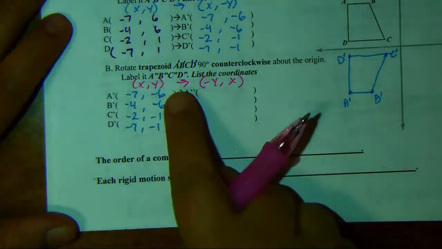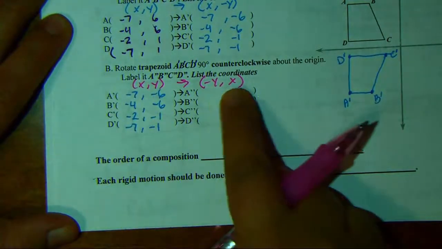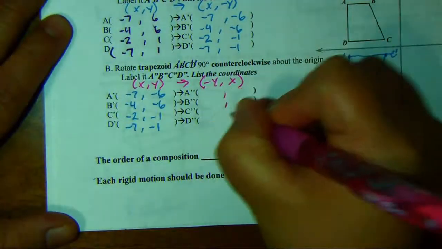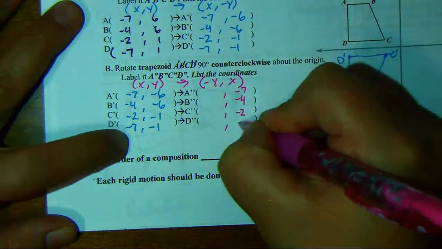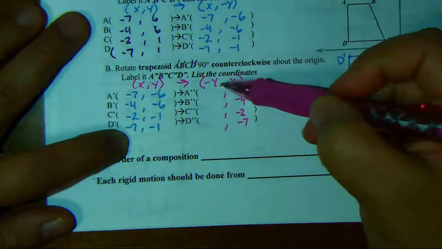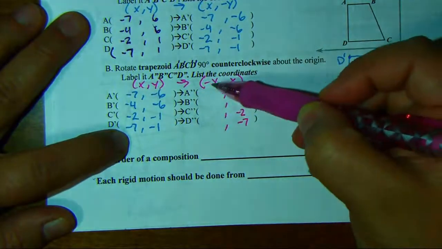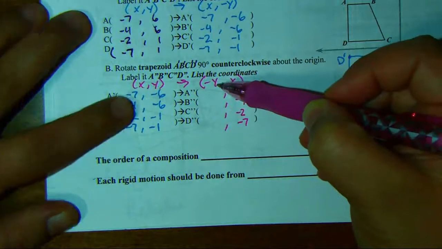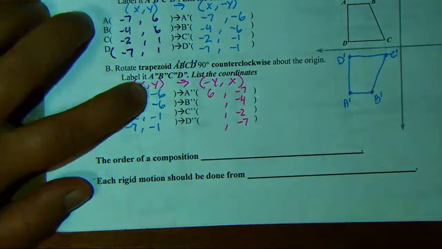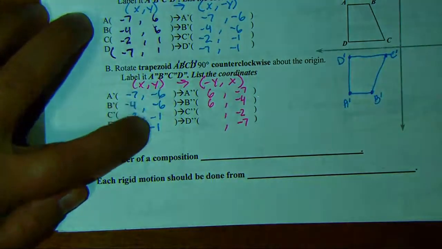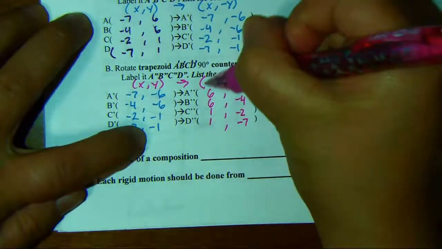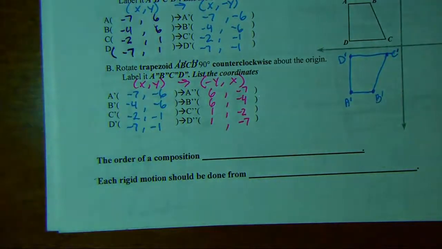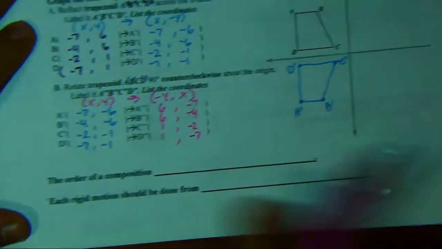So I'm going to take all my x's and put them in for the y's, because they're flipping, right? So I have -7, -4, -2, -7. Then I'm going to take the y's from here and put them in for the x, but I'm going to change their signs. So I have a -6, which becomes positive. -6 becomes positive. -1 becomes positive, changing the sign. -1 becomes positive. That's what this negative means here. It means change the sign. It doesn't mean that it has to be negative, because a negative becomes positive, right? So then I can plot these points.